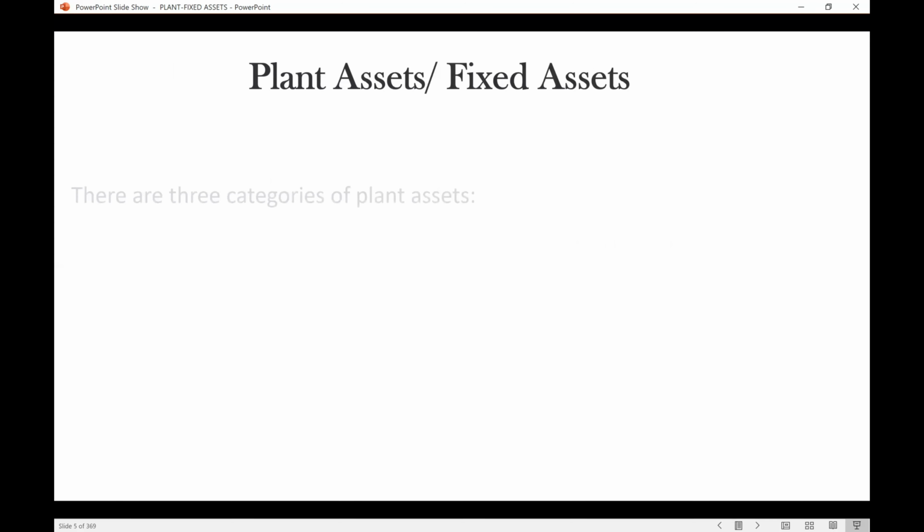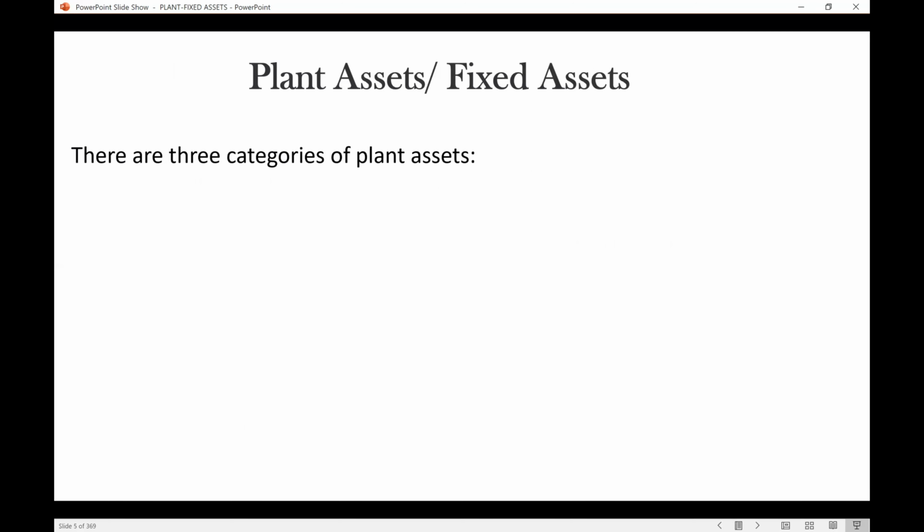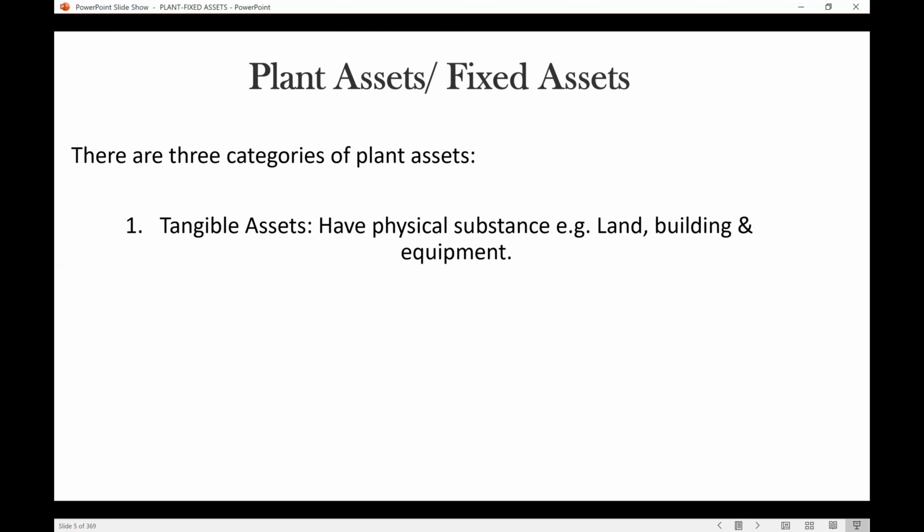Again, there are three categories for our plant assets. How do we categorize these? We categorize them first as tangible assets, and these have a physical substance, and this includes your land, your buildings, and your equipment. Something is there that you can touch and see.